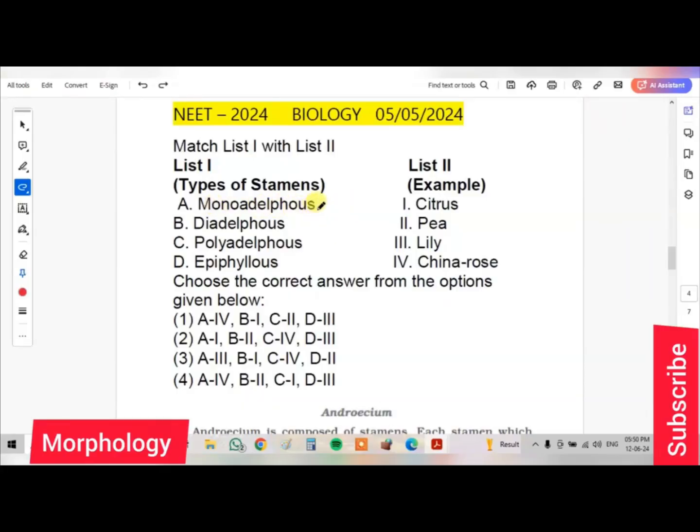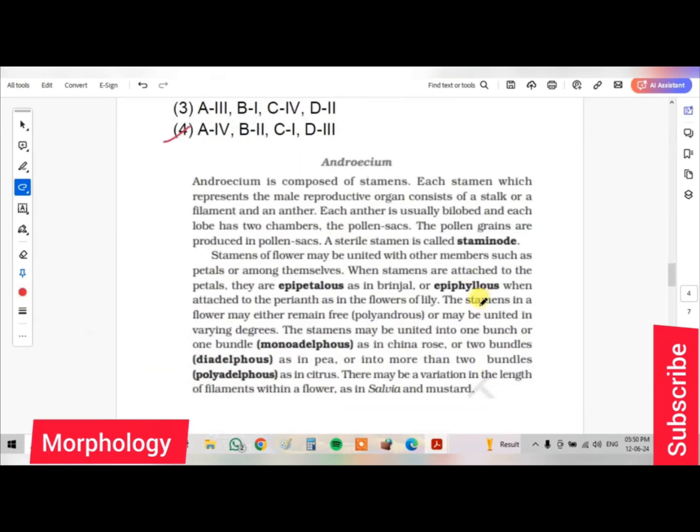Monoadelphous, it is 4, China rose. Diadelphous, it is 2, pea plant. Polyadelphous, it is 1, citrus. Epiphyllous, it is 3, lily. So it is option 4, 4213, and you can see the NCERT topic from the chapter known as morphology.